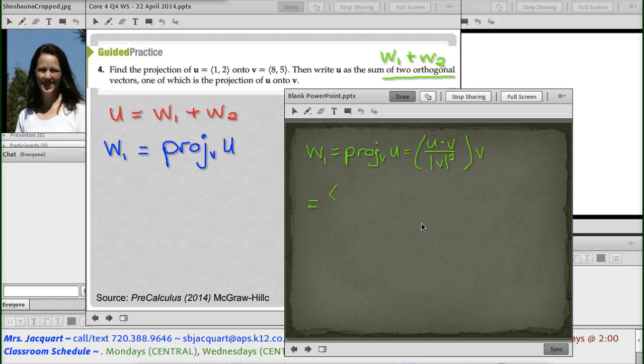Vector u is 1, 2. And we need to put the dot product in there. Dot 8, 5. All over the magnitude of vector v, whole thing squared. Vector v is 8 squared plus 5 squared. And then we're going to times it all by vector v, which is 8, 5.